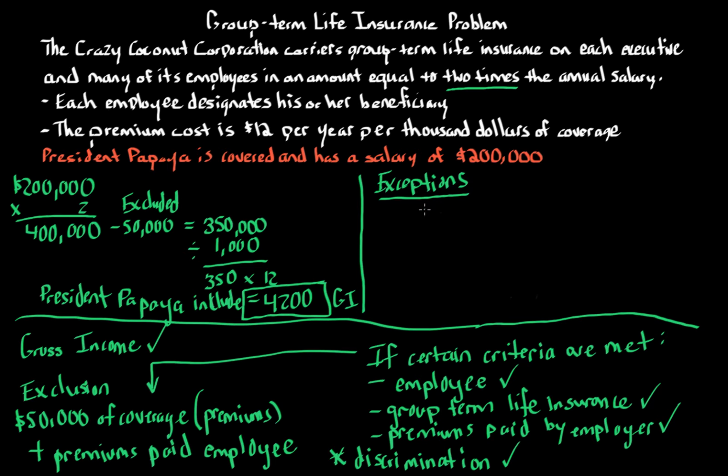So first thing I want to note is that if the employer was the beneficiary, so if Crazy Coconut was the beneficiary, then President Papaya would not have to include any of this. And that makes sense because President Papaya would not get any benefits. And a lot of times this does happen. In some smaller businesses, the business will have a life insurance policy on the employees and a lot of the executives, and the beneficiary is the corporation itself. So if the employer is a beneficiary, then it's not taxable to the employee.